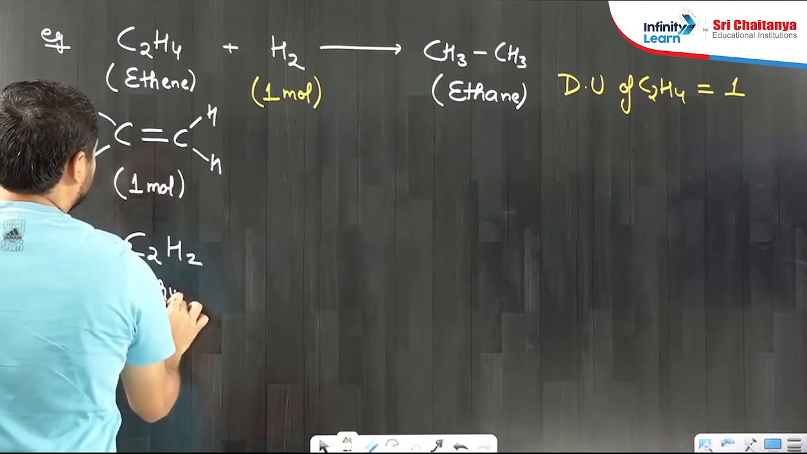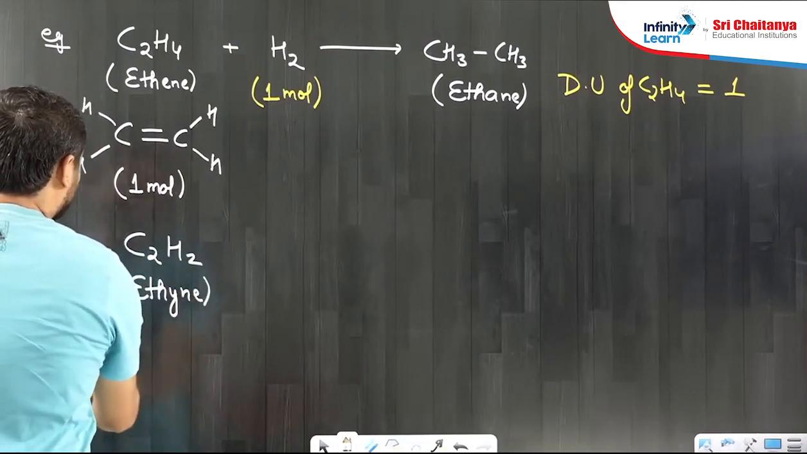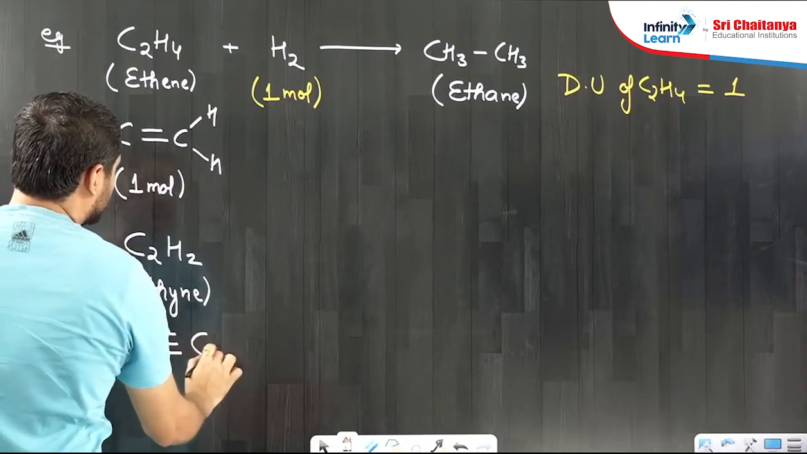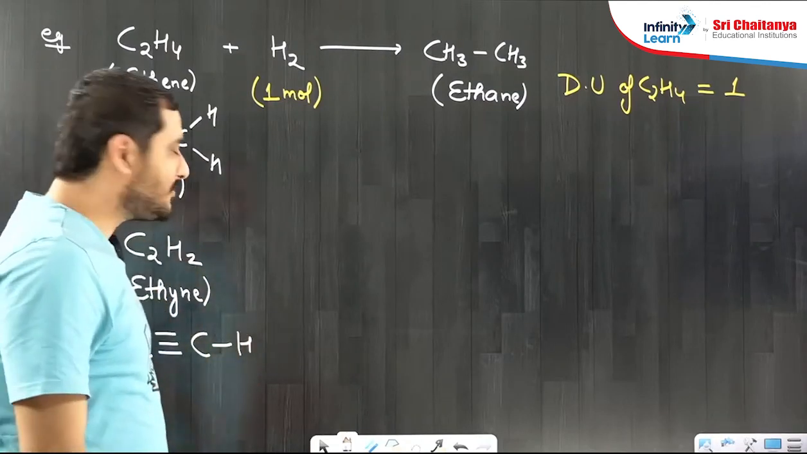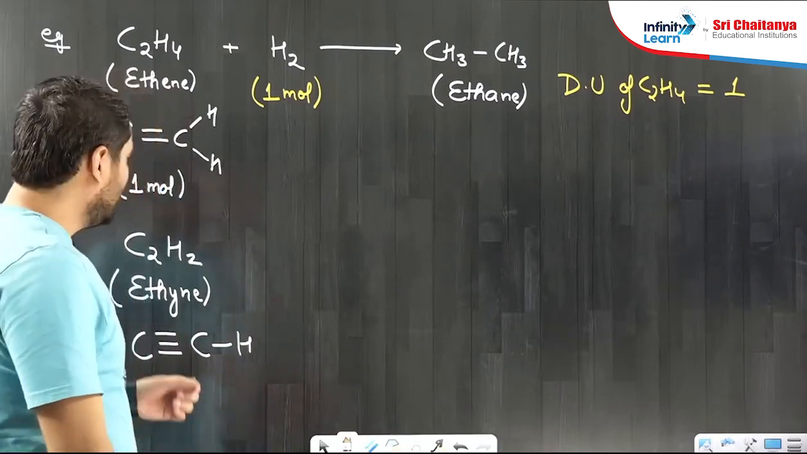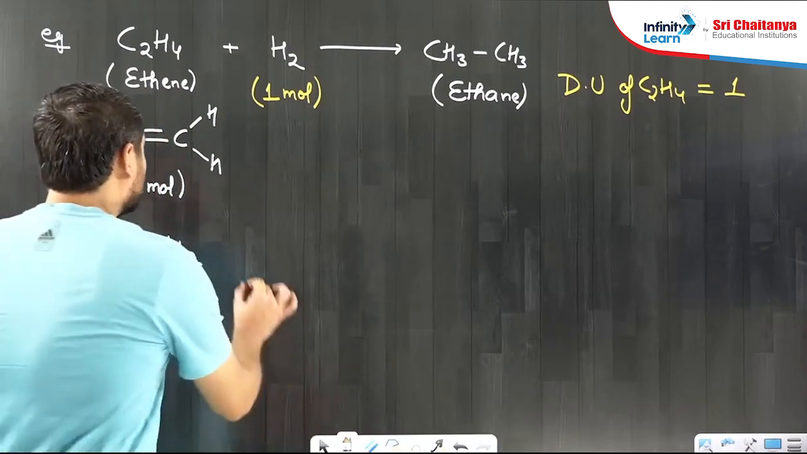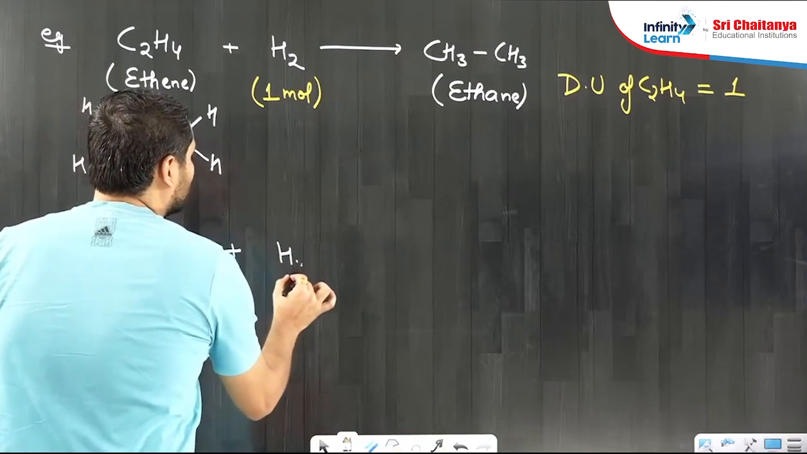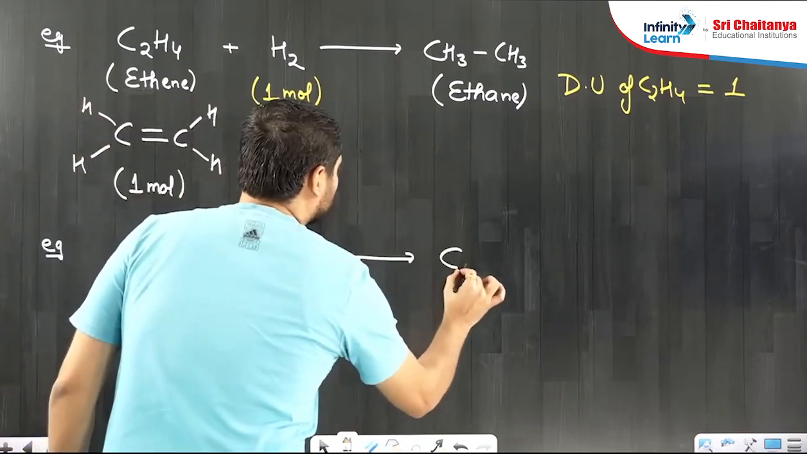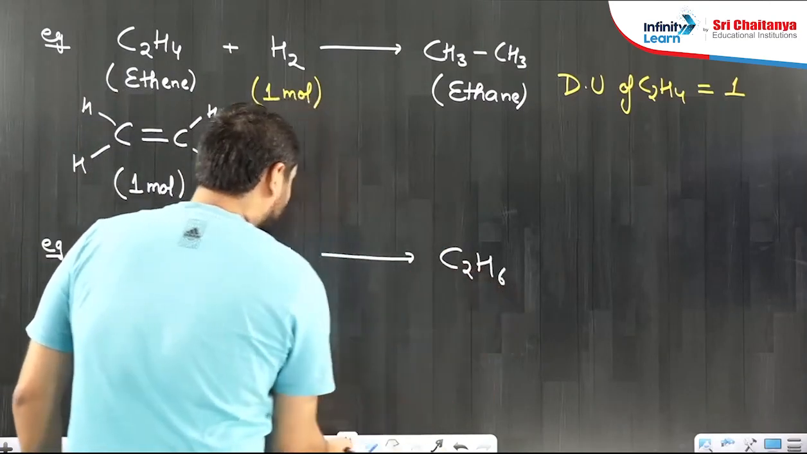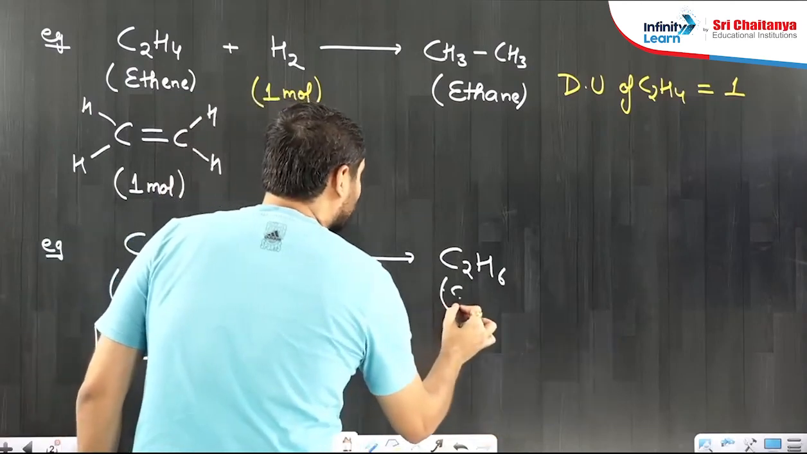C2H2 is ethyne. And what is the structure? HC triple bond CH. So a triple bond is present here. Now this is an unsaturated compound. If we add hydrogen, first we write the saturated compound. The saturated compound for 2 carbon atoms is ethane, C2H6.